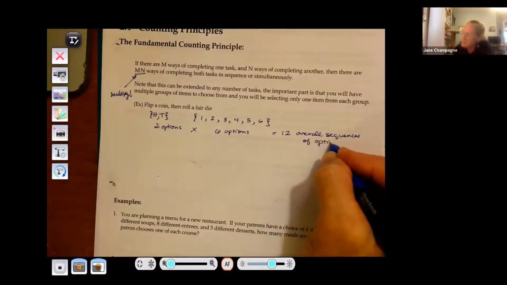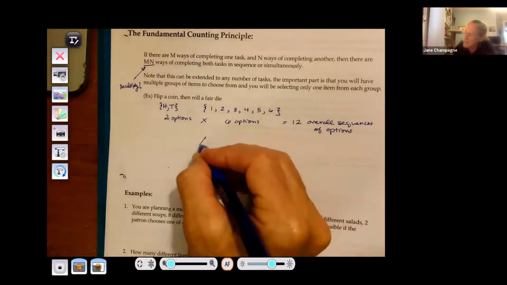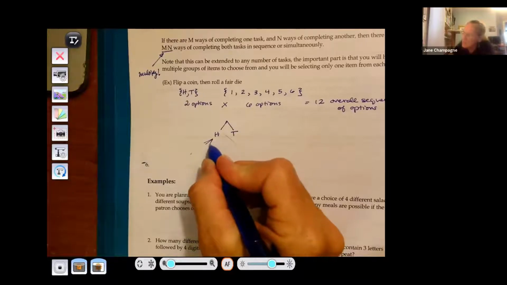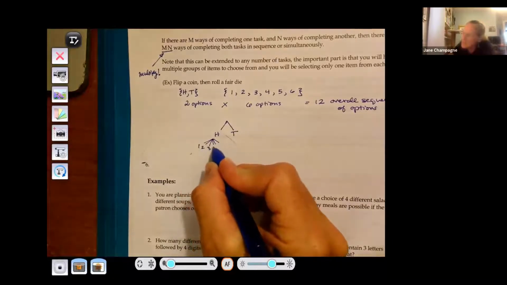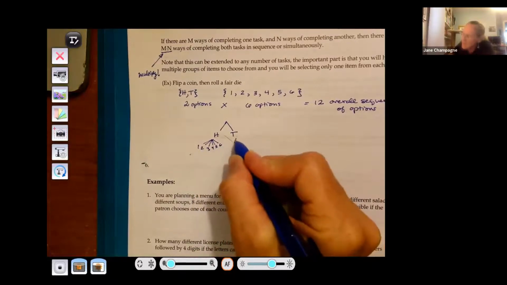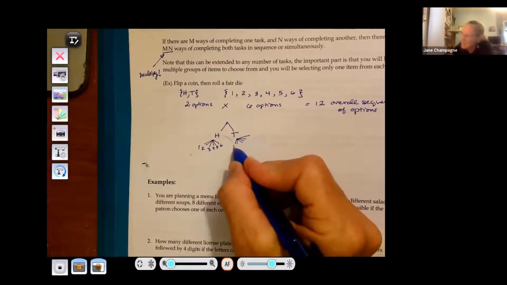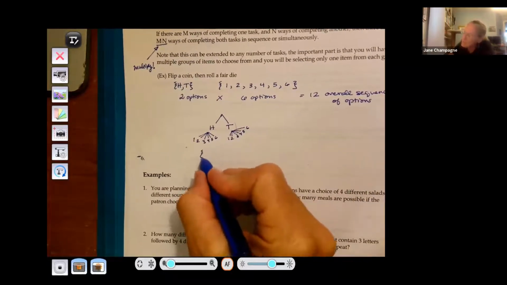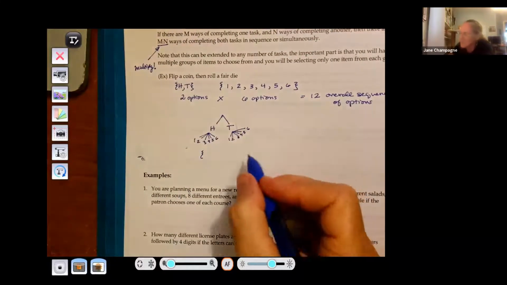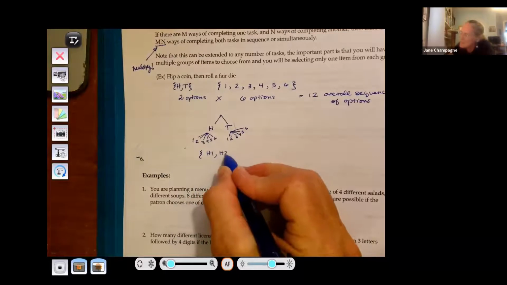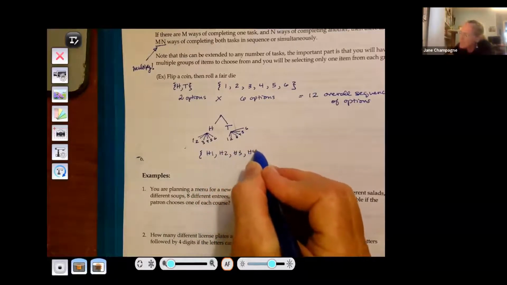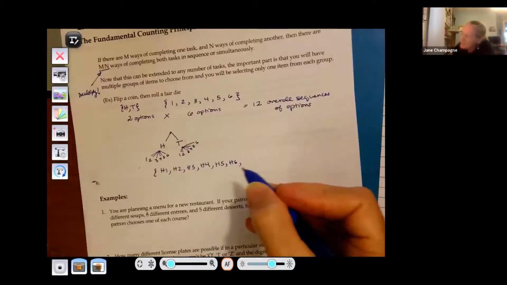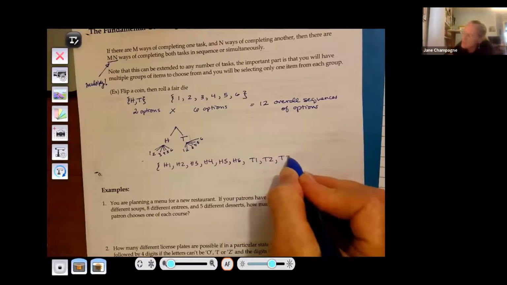Let me show you a tree diagram here. If you toss your coin, you get your heads and your tails. If you then roll your die, 1, 2, 3, 4, 5, 6 are the options after getting a heads, or 1, 2, 3, 4, 5, 6 are your options after rolling tails. And so the total sample space now for this multi-stage experiment is heads and then 1, heads and then 2, heads and then 3, heads and then 4, heads and then 5, heads and then 6, or tails and 1, tails and 2, tails and 3, tails and 4, tails and 5, tails and 6.